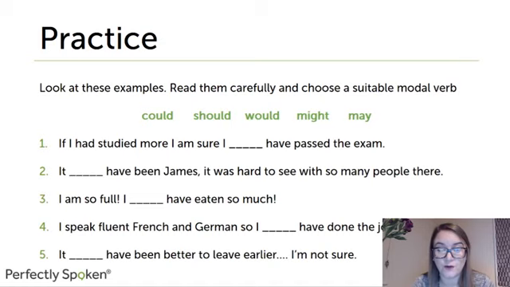I'm not sure. So I suggest you pause the slide. Perhaps if you wish, go back and review the difference in meaning with could, should, would, might and may, and then choose the one that you think is most suitable for the gap.